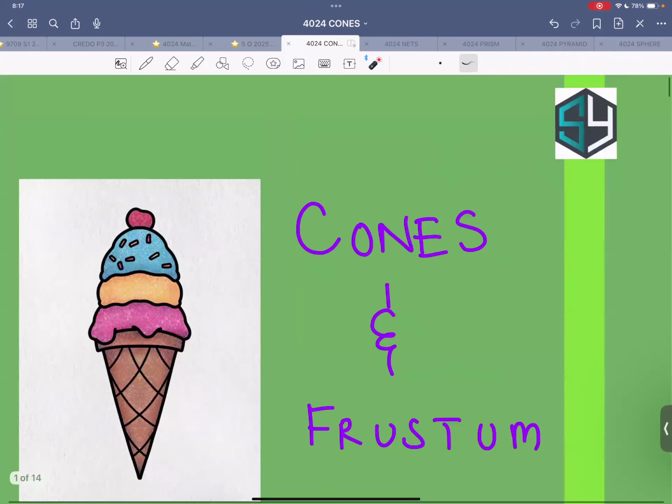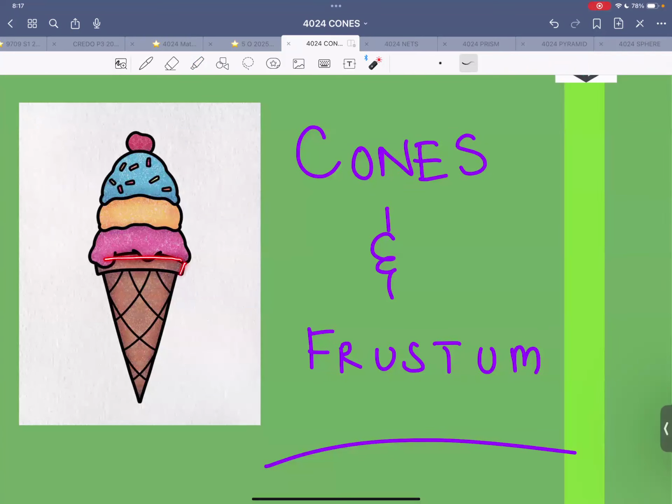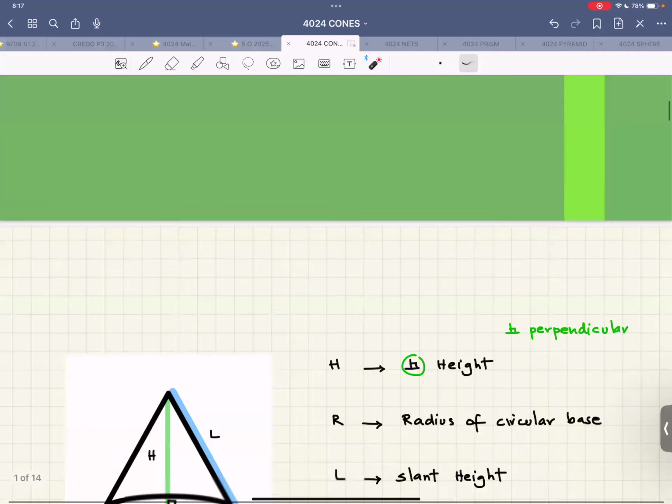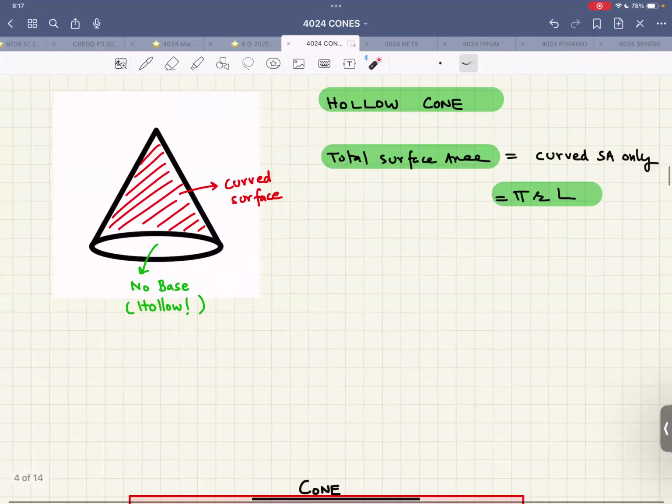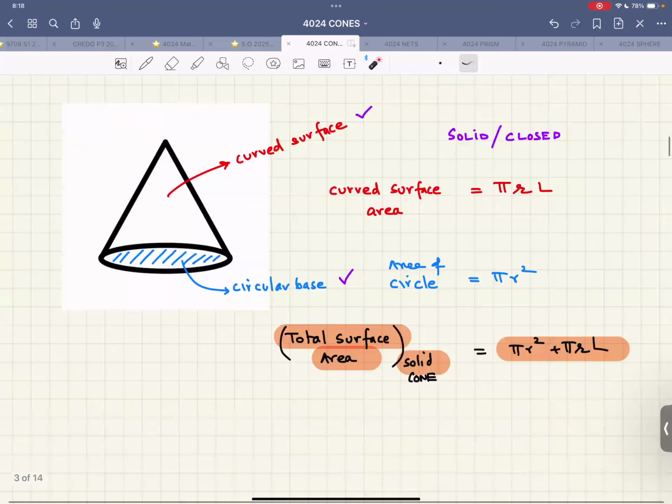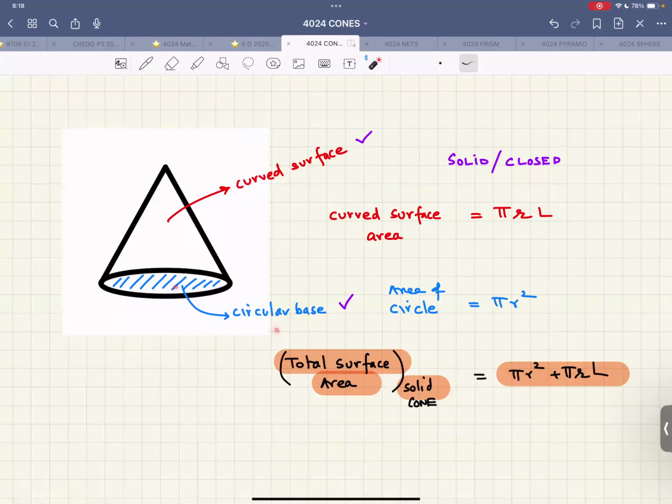If you look at this ice cream, and if you focus not on the ice cream but on the cone, that is the curved surface area, what you hold in your hand. And of course, it also has a base area. So over here, that's the curved surface area, and there is the circular base. It has an area pi r square. The curved surface area formula is pi r l, so pi into radius into length.